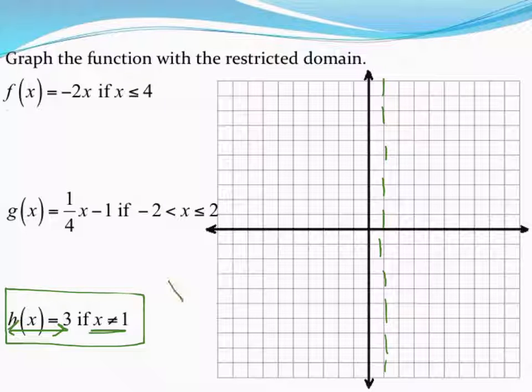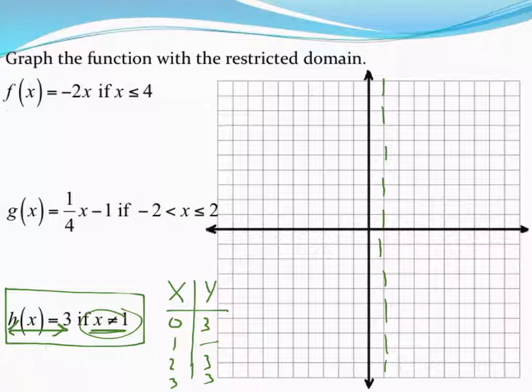If I try to make an xy table, watch kind of what this looks like. It says my output is 3 no matter what. So no matter what numbers I plug in for x, whether it's like 0, 1, 2, 3, my output is 3, with one exception. It says if I plug in 1, nothing happens there. So at 1, there's just going to be a blank space.